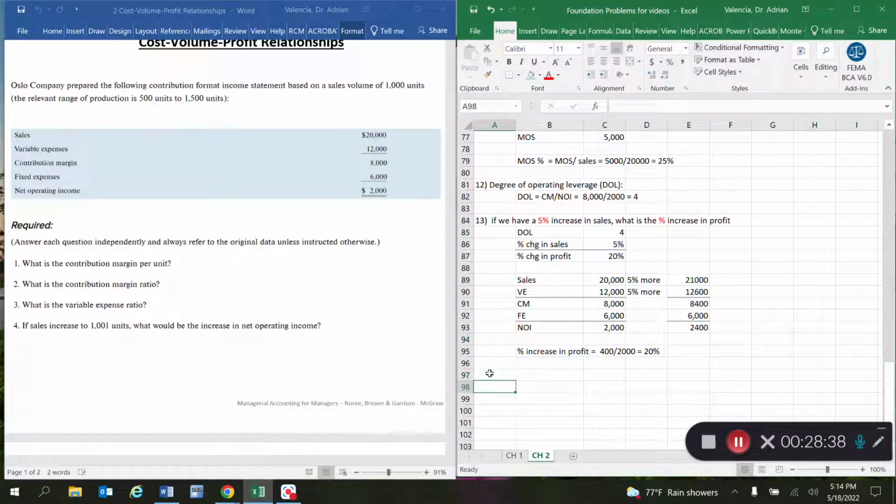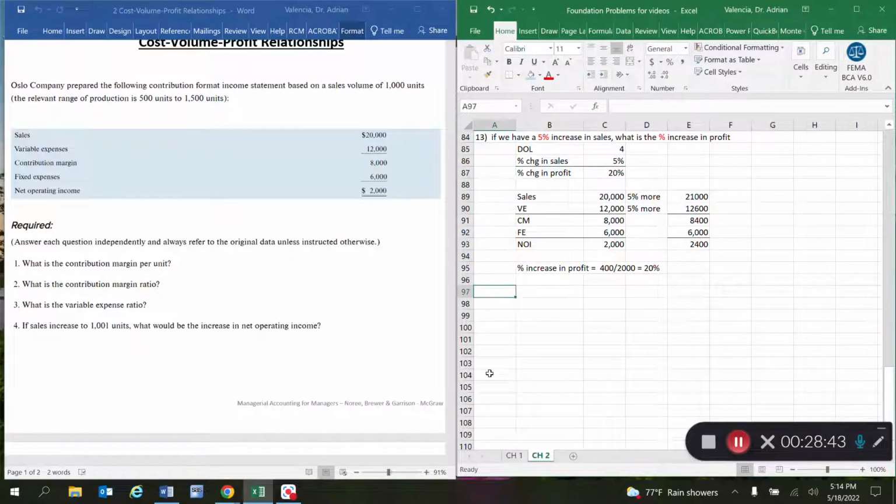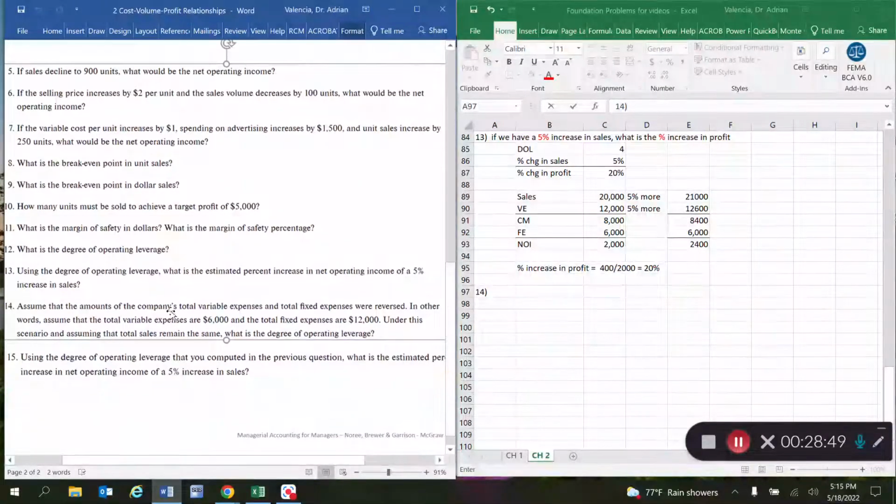Okay, then on number 14, let's go ahead and do number 14. Let's see what we're being asked to do. 14, assume that the amounts of the company's total variable expenses and total fixed expenses were reversed. In other words, assume that the total variable expenses are 6,000 and the total fixed expenses were 12,000. Under this scenario, and assuming that total sales remain the same, what is the degree of operating leverage?